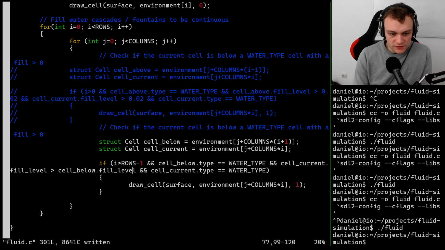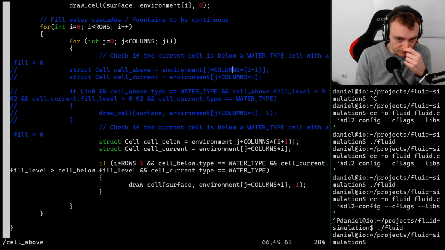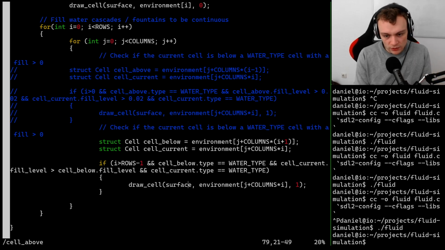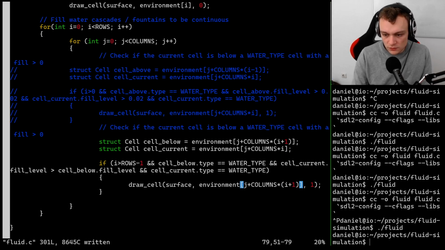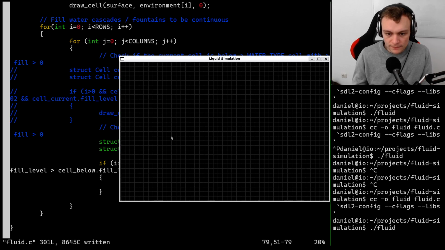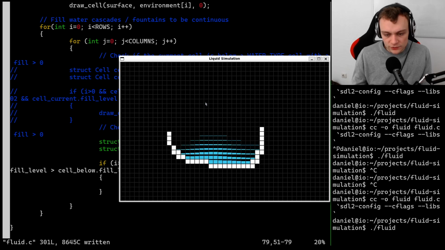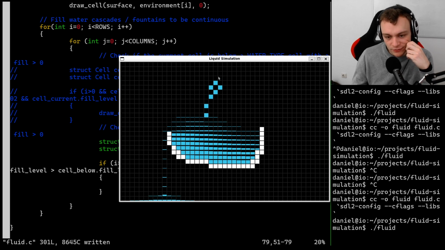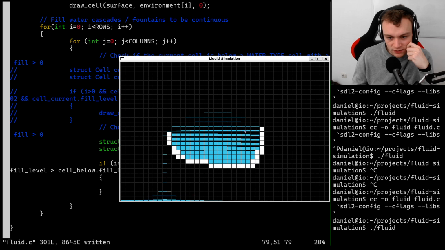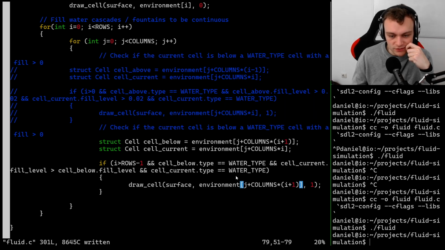If the current cell's fill level is bigger than the fill level of the cell below, then maybe we should draw the cell below as one block of water. I don't get why it doesn't work. I mean, the water simulation is working, but the graphics are not the way I intended them to be.